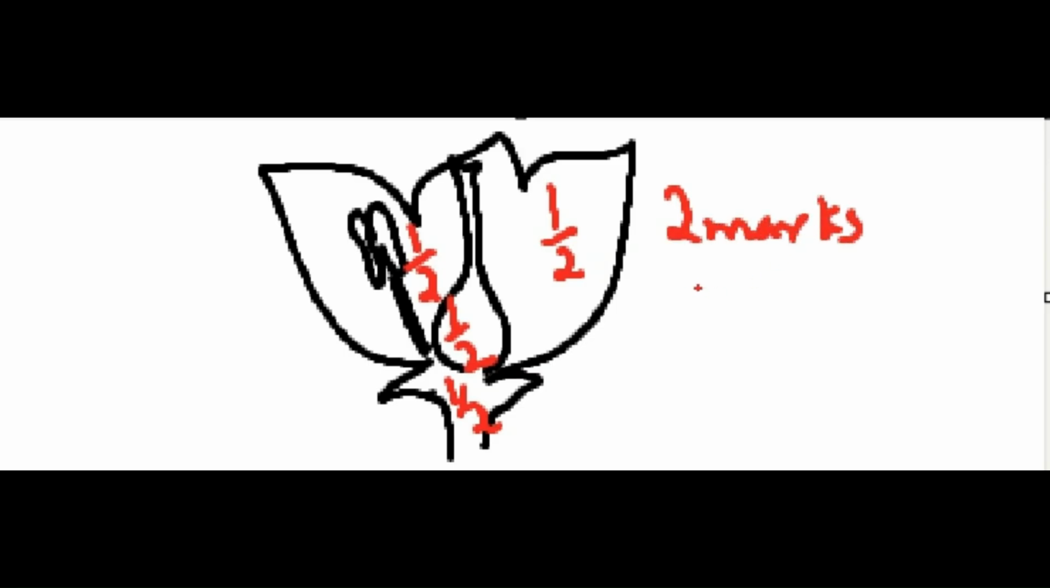Each of the floral parts is given half marks. Pistil carries half mark, petals carry half mark, stamens carry half mark, and sepals carry half mark. So you will get 2 marks. 1 mark is for drawing the diagram and labeling them.